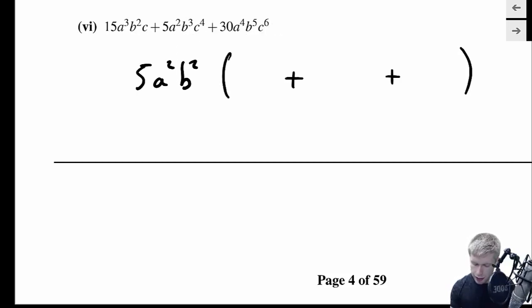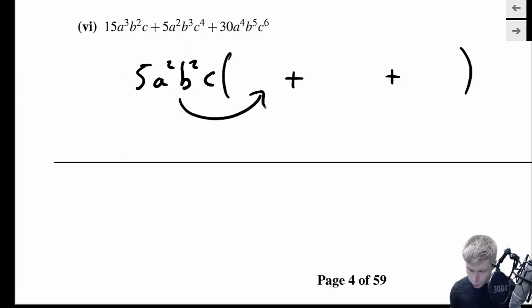And let's just think about the c's then. Well, I've got a c there, a c to the power of 4 there, and a c to the power of 6. Well, the lowest power of c that I can pull out is just a single c. Let's check it. There's a c there, a c hiding in c to the power of 4, and a c hiding in c to the power of 6. Now all we need to do is just reverse expand it. So let's have a think about this.